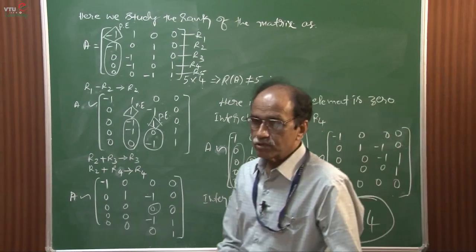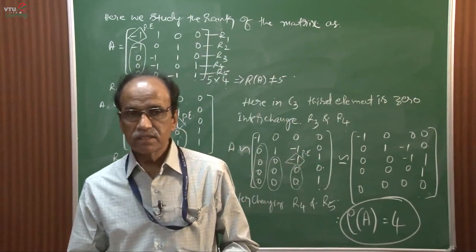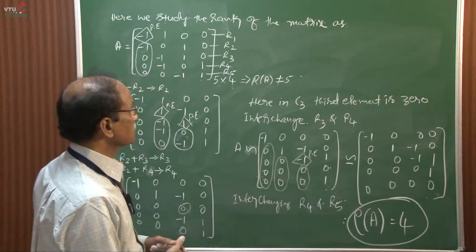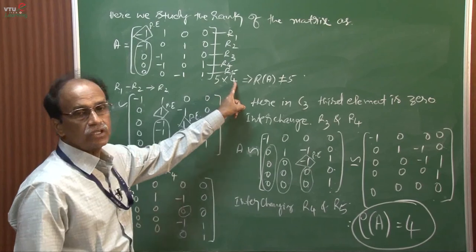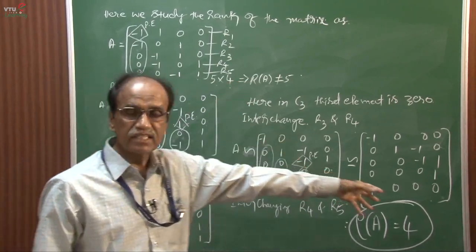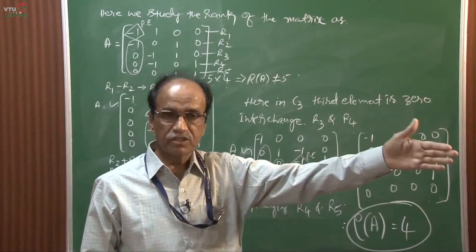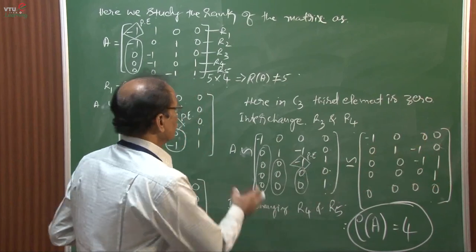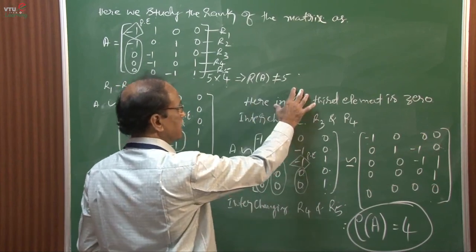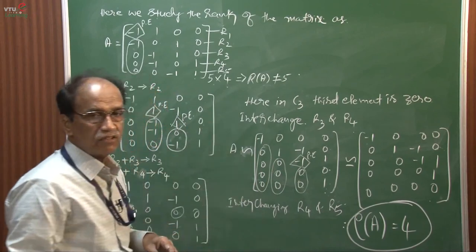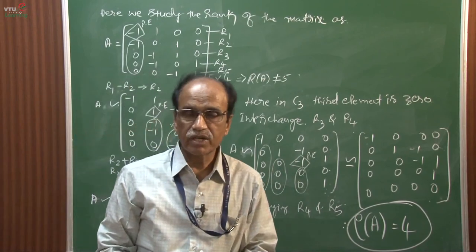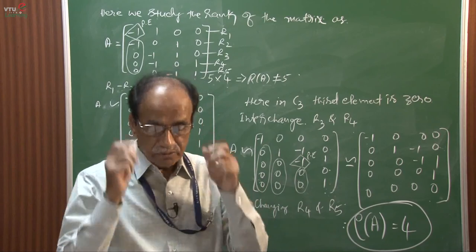Rank of A is equal to 4 means you can study the flow of the current through this circuit with 5 edges and 4 nodes. So the current can be estimated in each directed graph. That means what is on the first edge, second edge, third edge and fourth edge. With respect to the diagram which I had written, you can calculate the values of the currents. Thank you.